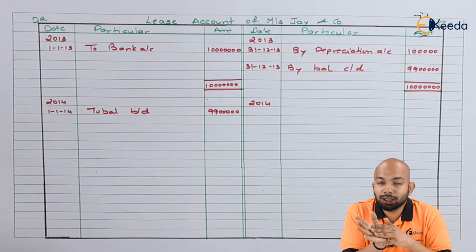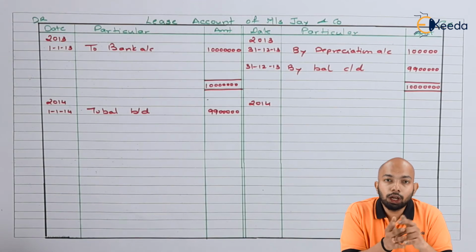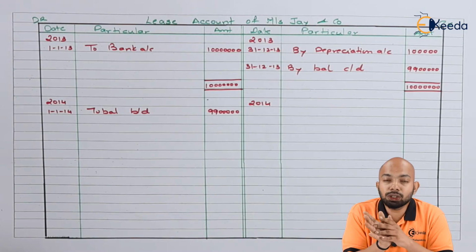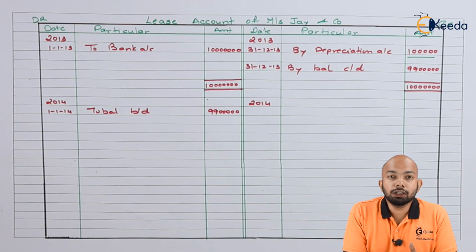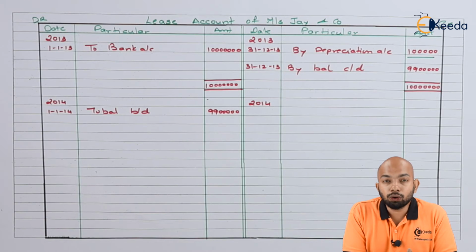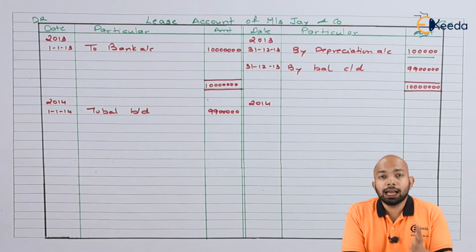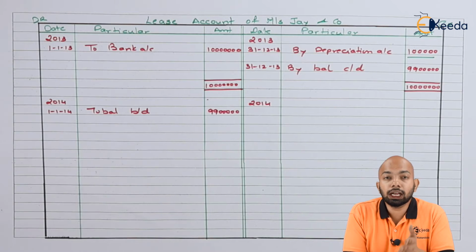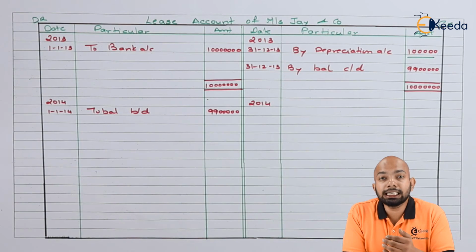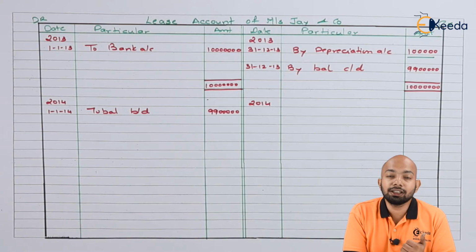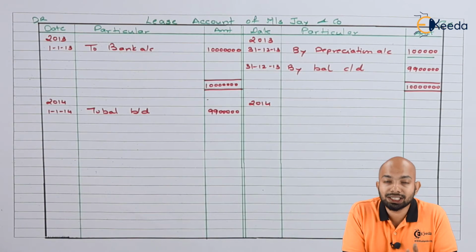On the other side, that means on the credit side of this specific account, we'll have the depreciation and the balance which has been mentioned. So the depreciation for the year 2013 was 1 lakh rupees, and accordingly we have to prepare the balance carried forward. So here the balance carried forward will be 99 lakh rupees, which is carried forward to the next year 2014. Now we'll mention the depreciation for the next year, that is 2014, and we'll figure out what the balance is here.